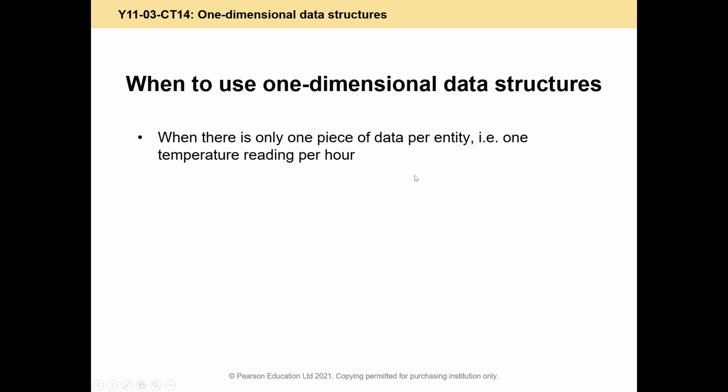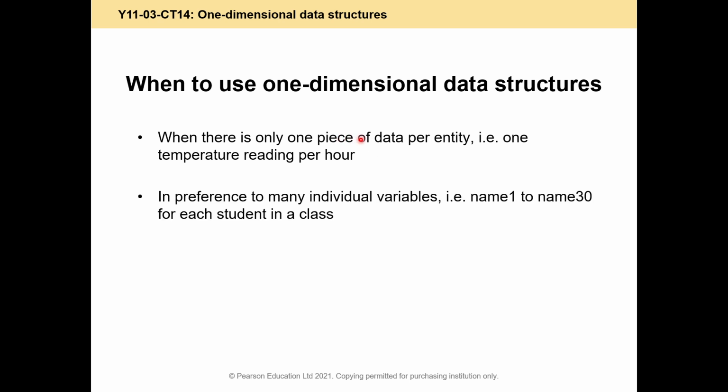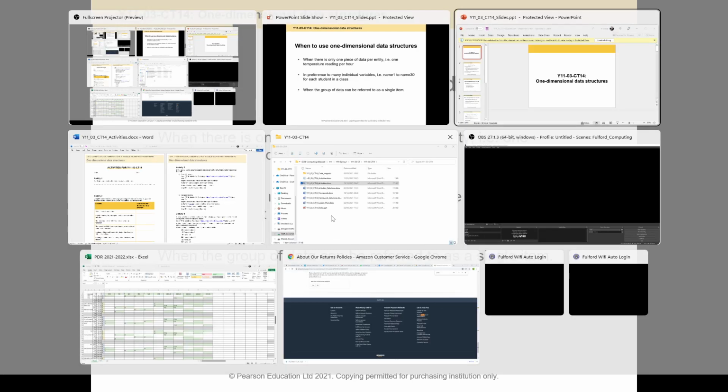So how can that work? There's only one item of data per entity. What on earth does that mean? It means it's probably best if we have a look at an example.